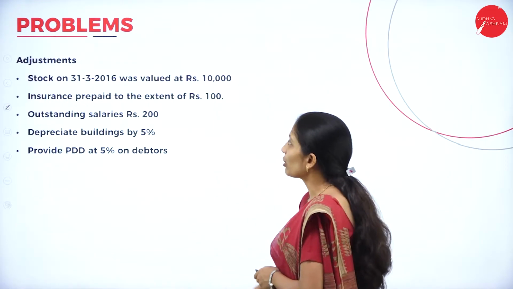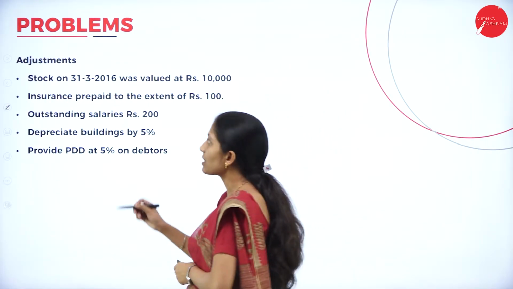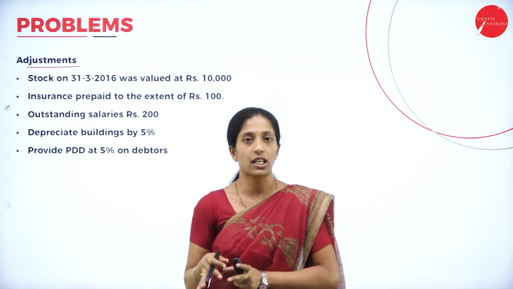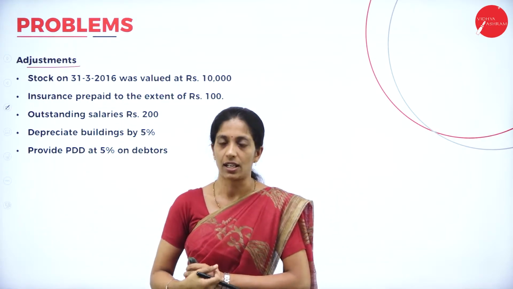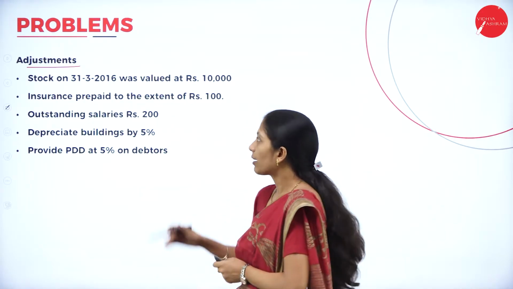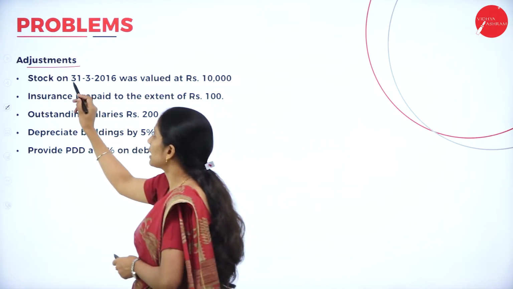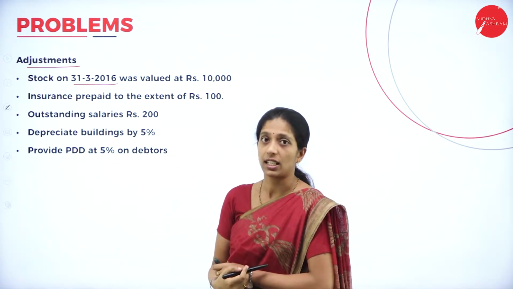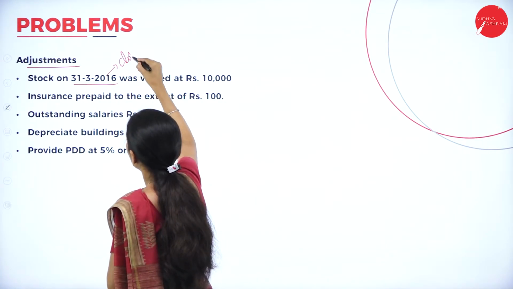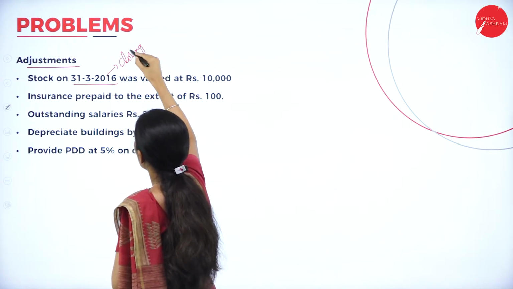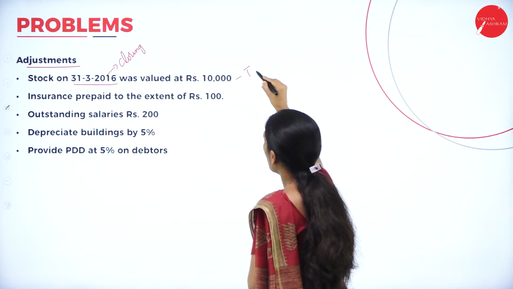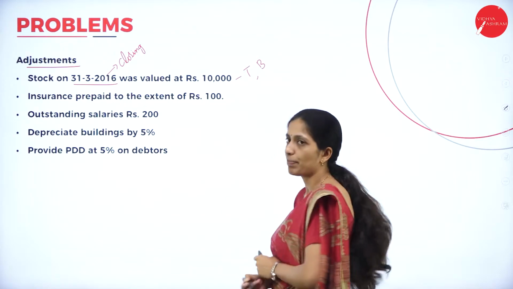Okay. Now coming to the adjustments. They have given certain adjustments here which we have to make while preparing this trading and profit and loss account. And remember, these adjustments have to come twice in your solution. So, stock on 31st March 2016. It's nothing but closing stock. So where do we record this closing stock? Once in the trading account and the other time in the balance sheet.